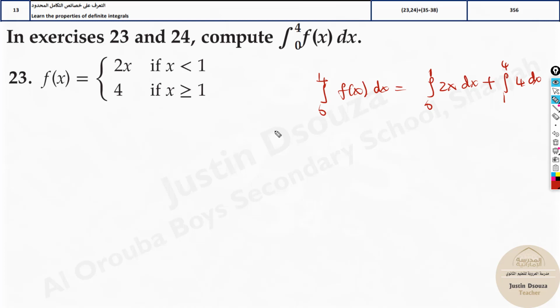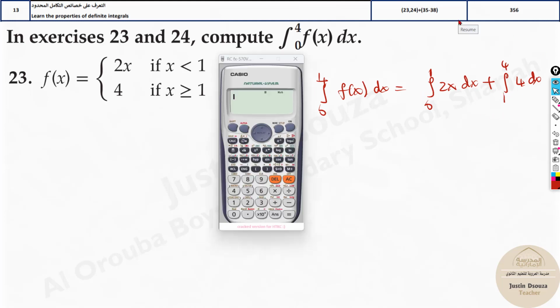Now we can just use the calculator. In the writing part, we have done the written method for this using formulas, but now we will just use the calculator and solve it. All you have to do is press the definite integral symbol, as you can see here. And now let's type 2 alpha x, and the limits are from 0 to 1. And then press next. Over here, press plus. And again, definite integral, write the function, it's 4, from 1 to 4.